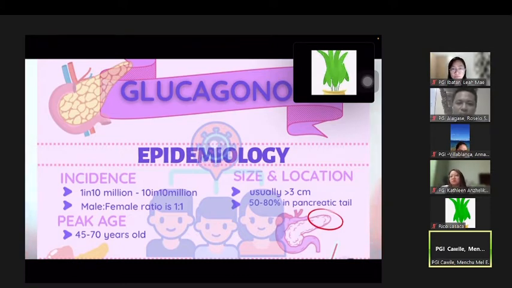For the epidemiology, glucagonomas are sporadic and are rare. So the annual occurrence is at 1 in 10 million. So they are typically large, which is greater than 3 cm, and located mainly in the tail or the body of the pancreas due to the high prevalence of alpha cells in this area. So over 50% are metastatic at the time of diagnosis. The incidence of glucagonoma in males and females is similar, and most patients with glucagonoma would present in the 5th to 6th decade of life.